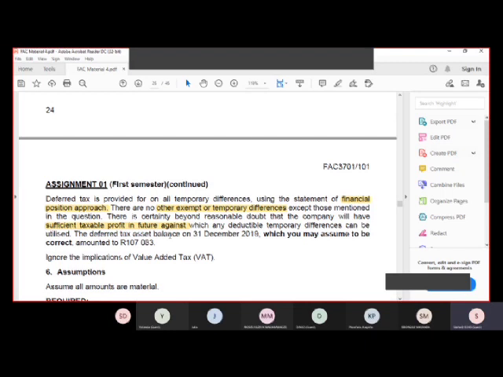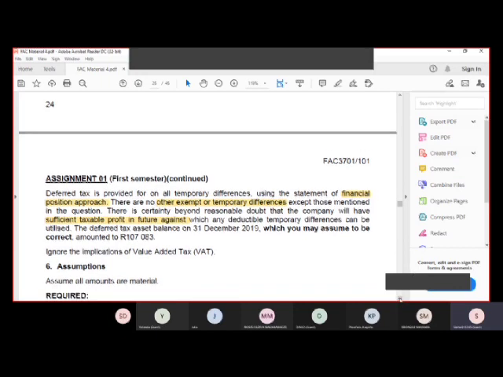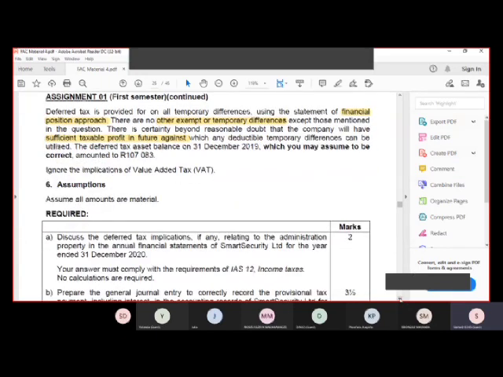There is certainty beyond reasonable doubt that the company will have sufficient taxable profit in the future against which any deductible temporary differences can be utilized. The deferred tax asset balance on 31 December is a deferred tax asset balance, meaning last year the opening balance for 2020 would have been 107,083, which you may assume to be correct. They say ignore the VAT implication of value-added tax. So you ignore the VAT. Assumptions: assume all amounts are material.